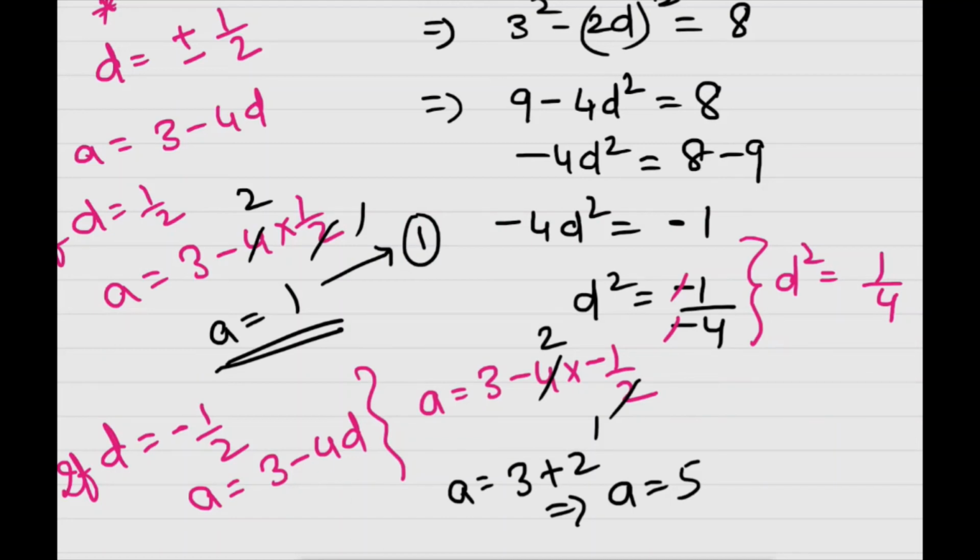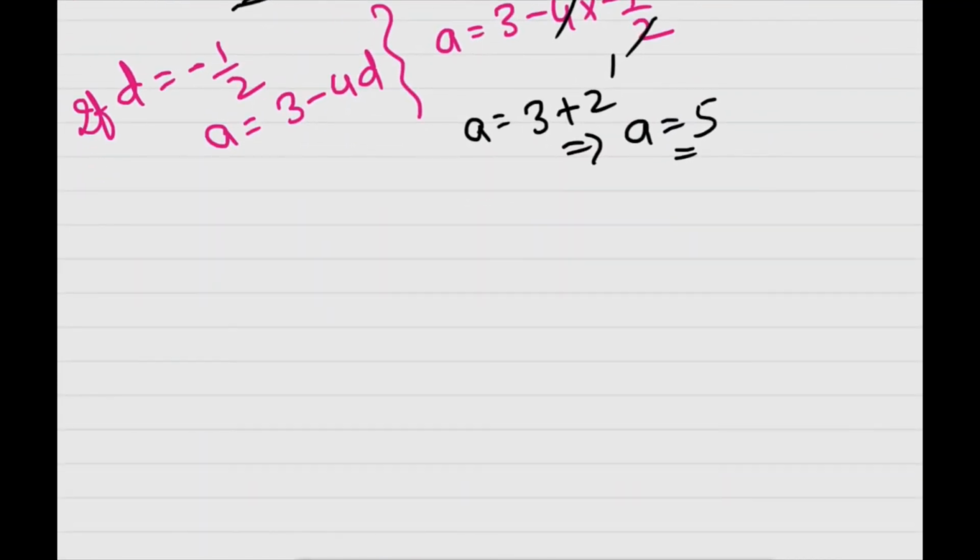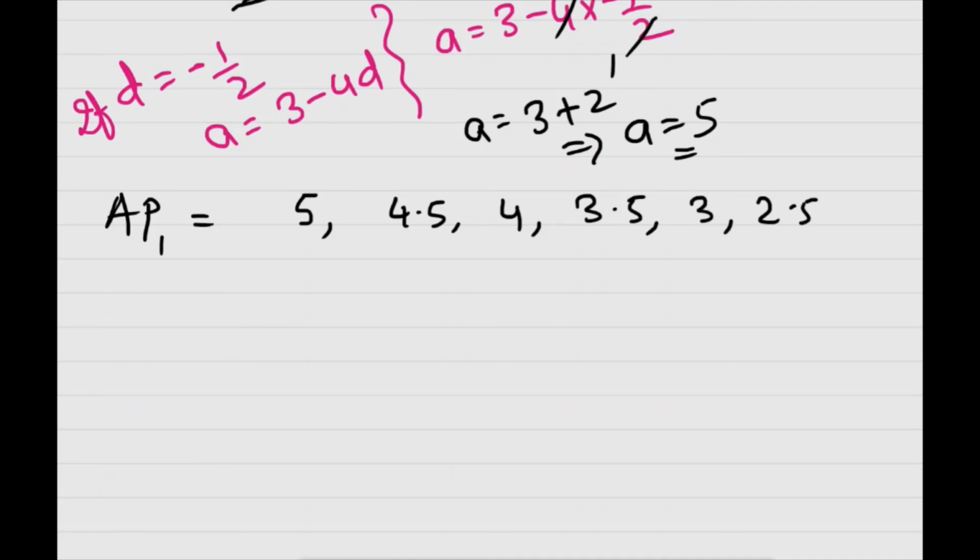When is A equal to 1? When your D is positive. And when is A equal to 5? When your D is negative. Now children, make the series. Okay, let's make the series. First AP, you are getting two APs here. First AP you are getting is A equal to 5 and here your D is negative. D is equal to minus 1 by 2. So 5, minus 1 by 2. How much you are getting? 5 minus 0.5, 4.5. Then 4. Then 3.5. Then 3. Then 2.5. This way this is moving.